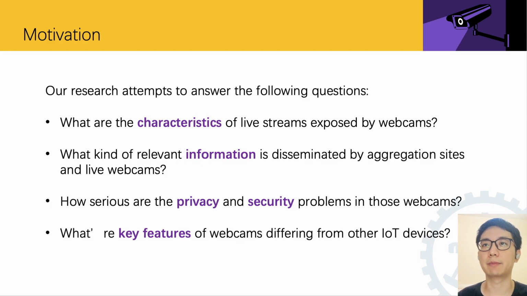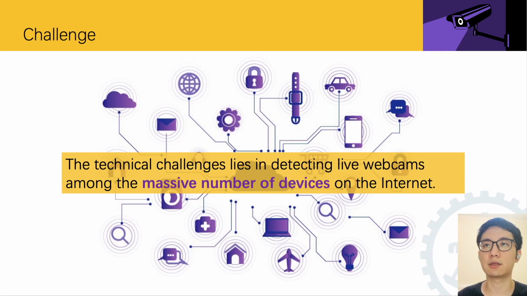Our research attempts to answer the following questions. What are the characteristics of live streams exposed by webcams? What kind of relevant information is disseminated by aggregation sites and live webcams? How serious are the privacy and security problems in those live webcams? Seeking the answer, however, is by no means trivial due to the technical challenges that lie in detecting live webcams among the massive number of devices on the internet.